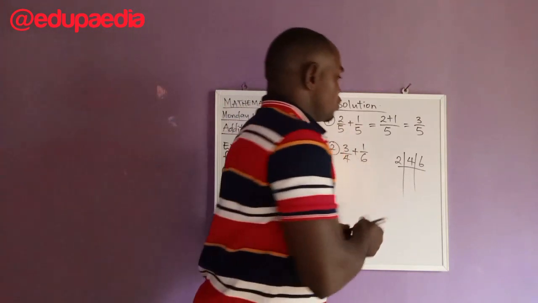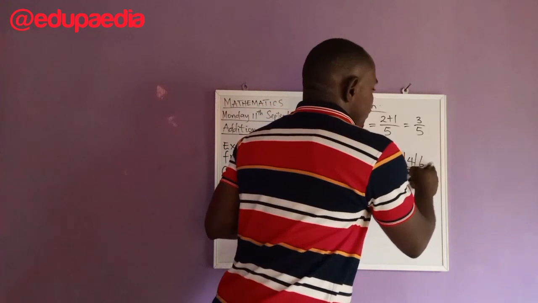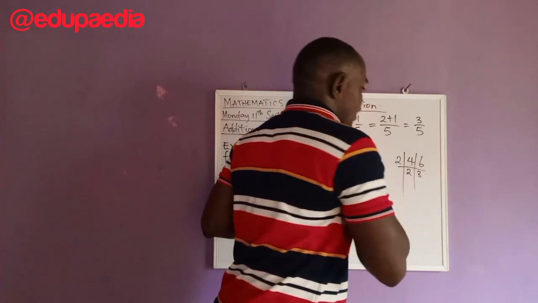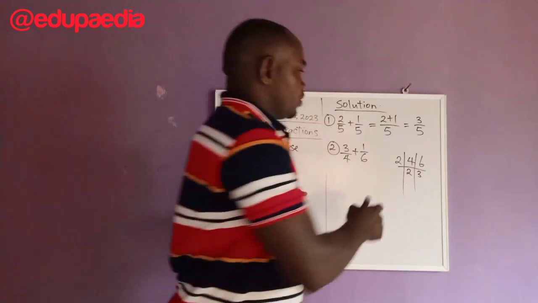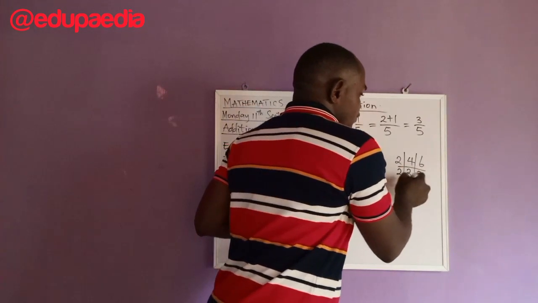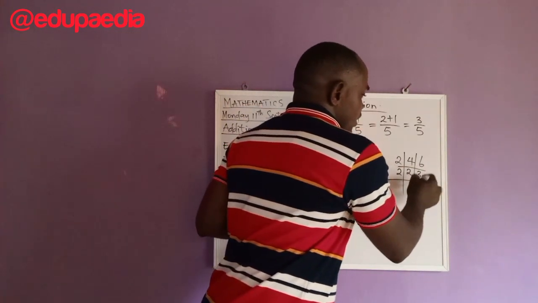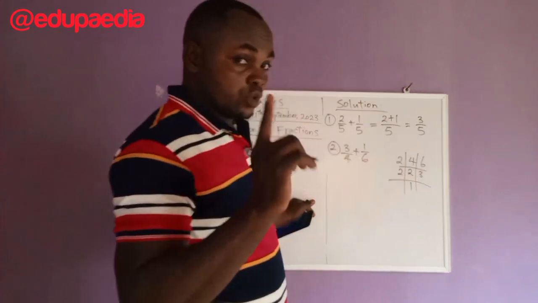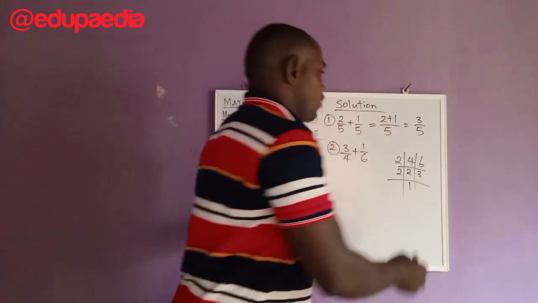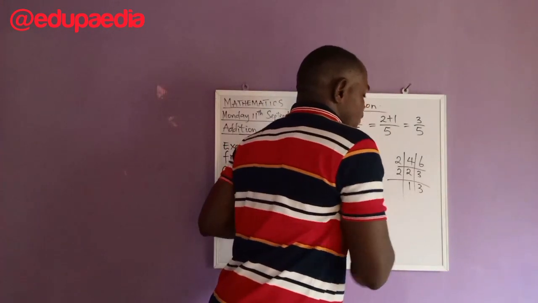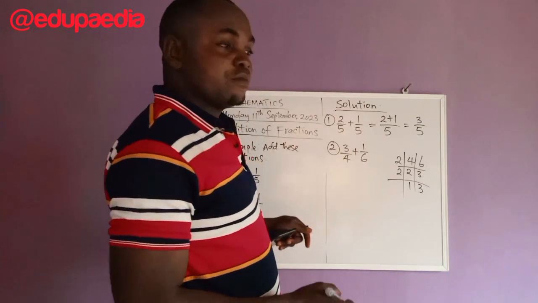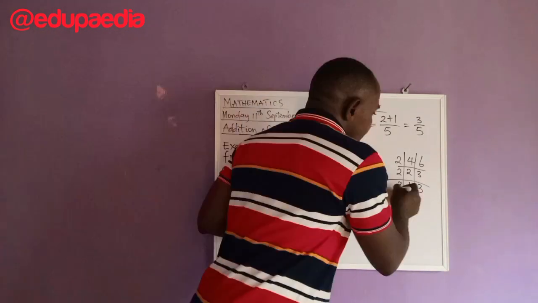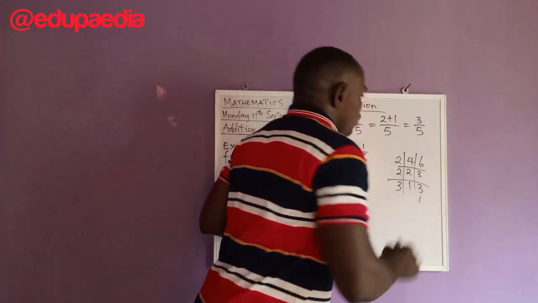4 divided by 2 will give us 2. 6 divided by 2 will give us 3. We are still going to use 2 because 2 here is divisible by 2. 2 divided by 2 will give us 1. 3 divided by 2 will give us 1 with a remainder. Therefore, we're going to bring it down here. The next prime factor we're going to use is 3. 3 divided by 3 will give us 1.